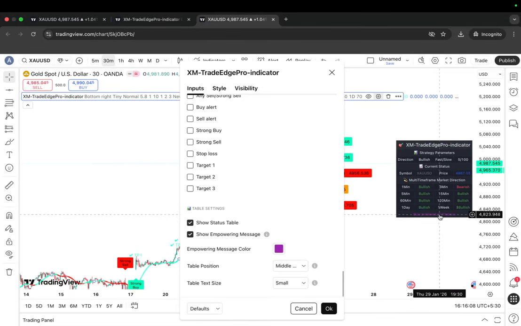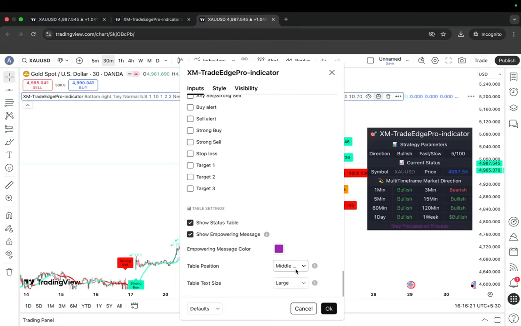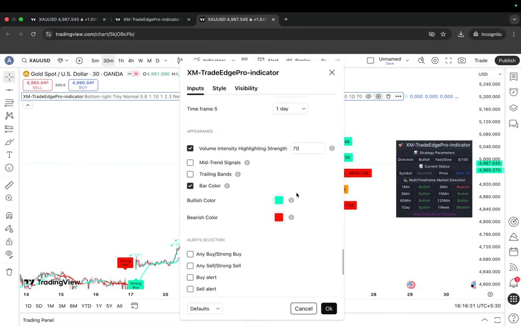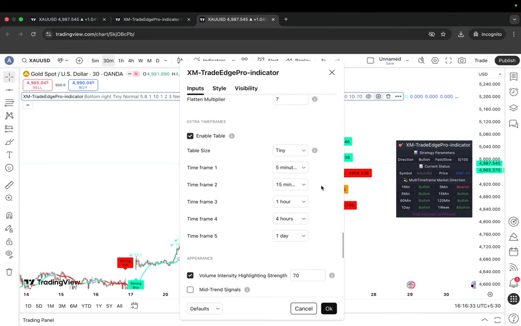There's an empowering message like "stay focused on process", which you can keep or skip. You can change the size of the table, normal, large, or small. I prefer small because I just have to see the direction of the market. So that is the direction.